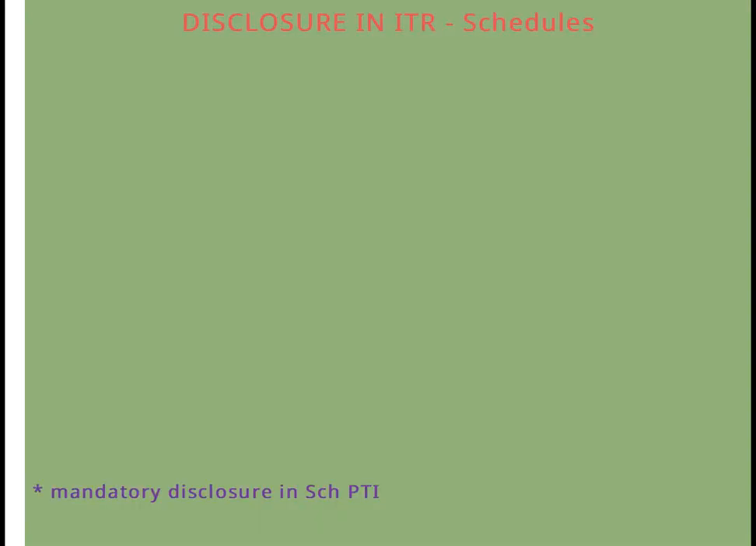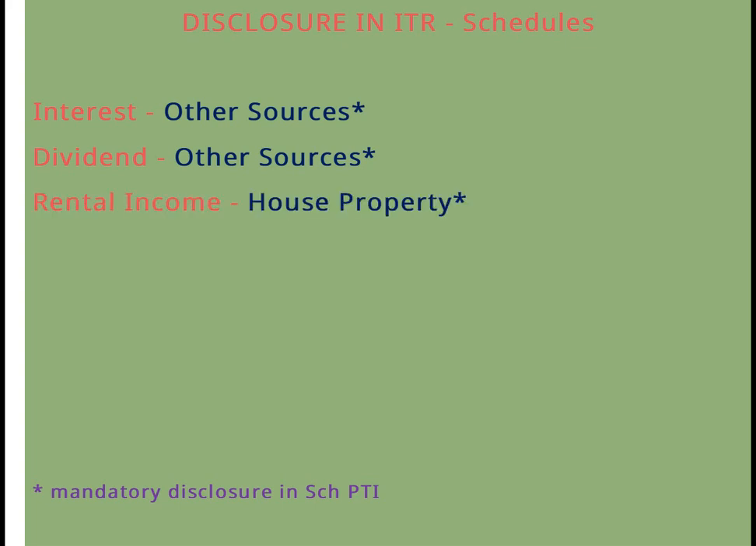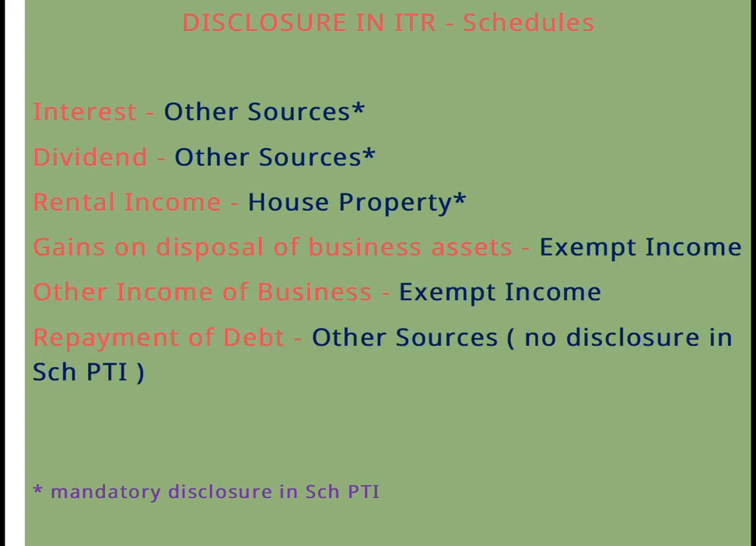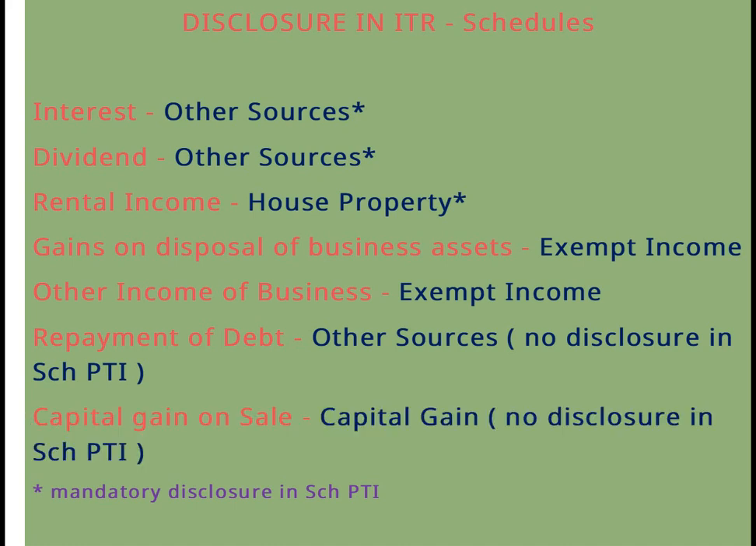Next, the disclosure in ITR. Interest income and dividend income are shown under other sources. Rental income is shown under house property income. The exempt income is shown under the head exempt income. This repayment of debt comes under other sources. Capital gains get shown in capital gains based on long-term or short-term.